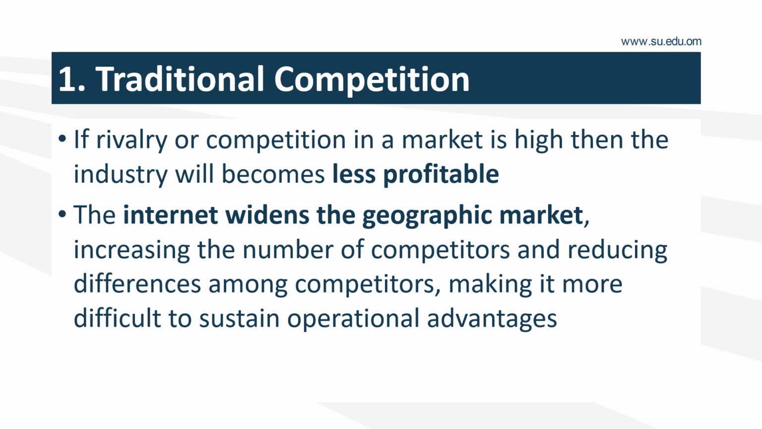So if rivalry or competition in the market is high, then the industry will become less profitable. Therefore, using information systems such as the internet will widen the geographic market, increasing the number of competitors and reducing differences among the competitors, making it more difficult to sustain operational advantages.